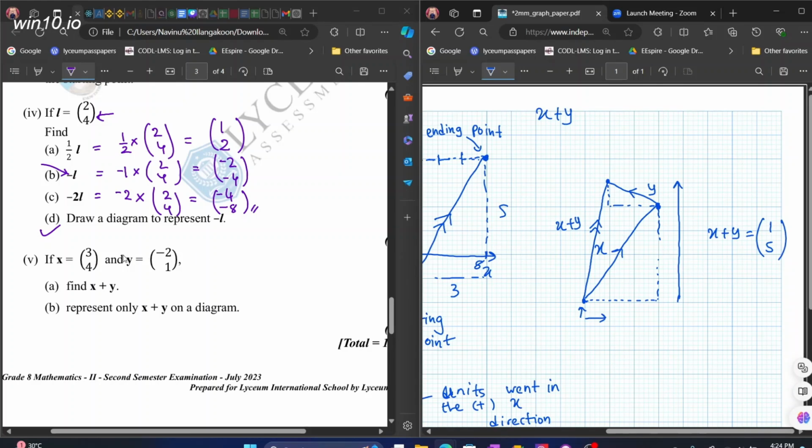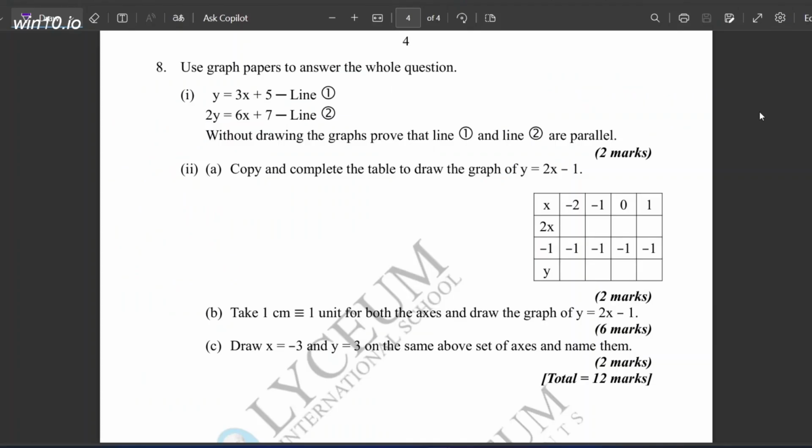You can even see that by adding these corresponding elements. If we add these two, we get 1. If we add these two, we get 5. 1, 5. Okay. Represent only xy on a diagram. So we have done it here. I hope that's clear. Okay. Any question? Use graph paper to answer the whole question.